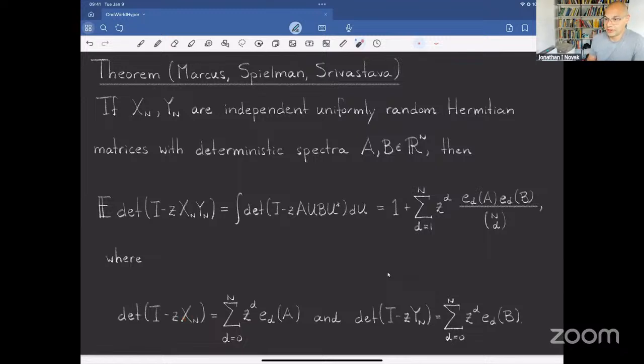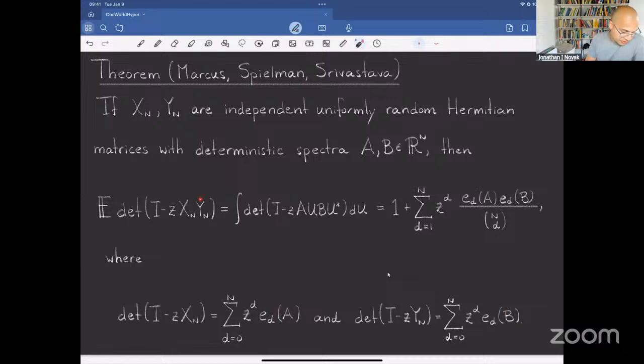Okay, so these X_n and Y_n only have randomness in their eigenvectors and not in their eigenvalues. So their characteristic polynomials are like this. These are the coefficients. E_d of A is the elementary symmetric polynomial of degree d in the eigenvalues of A, and similarly for E_d of B.